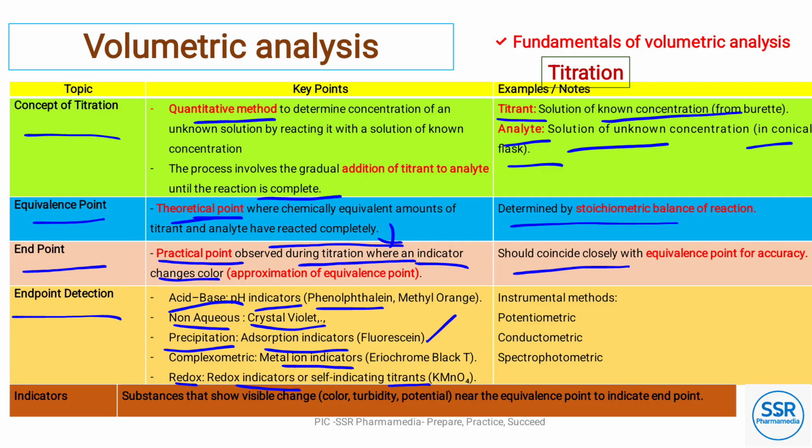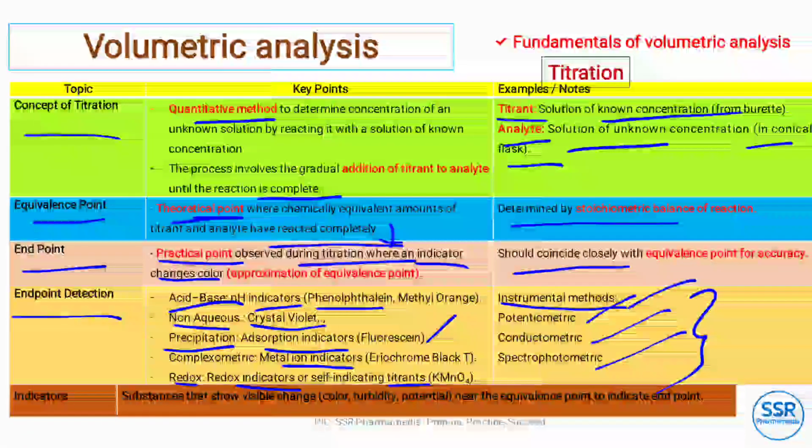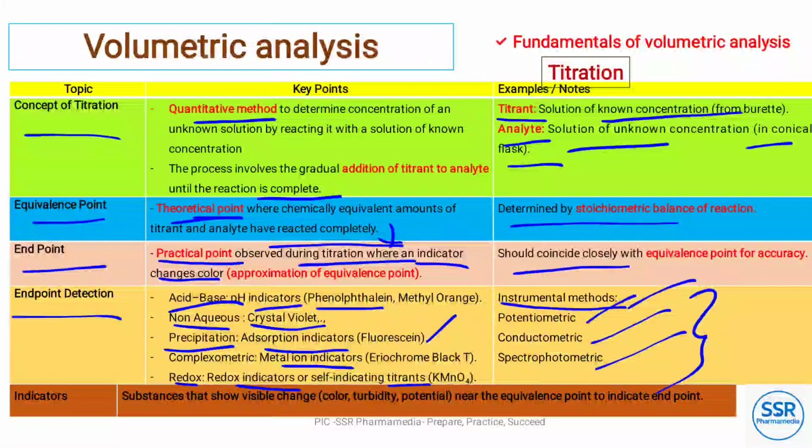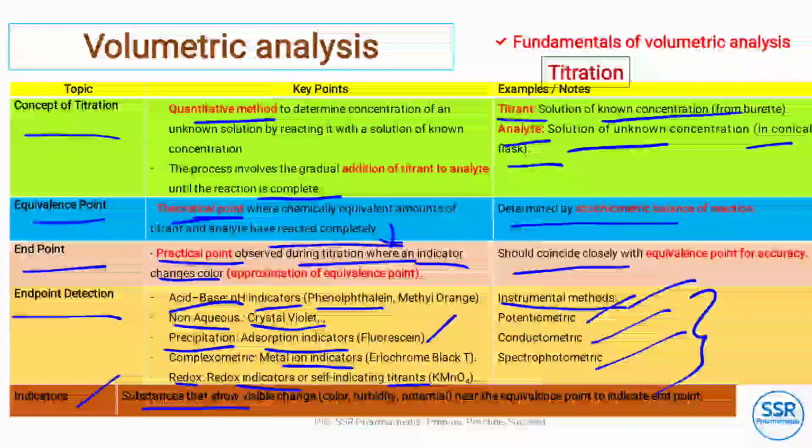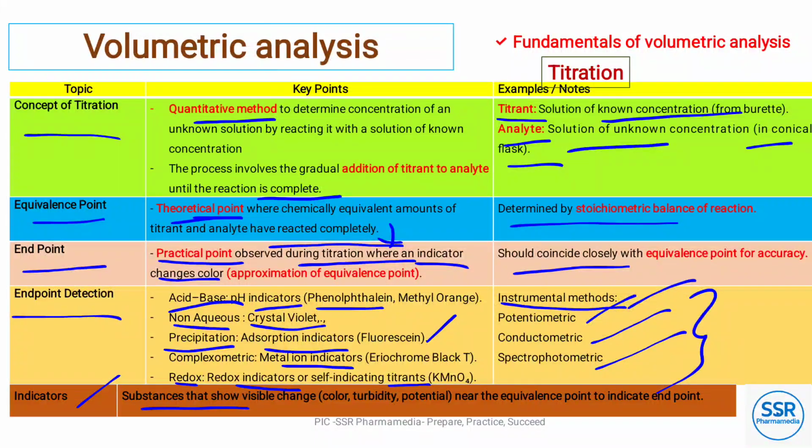And in instrumental methods, such as potentiometric, conductometric and spectroscopic methods, we won't use any type of indicator. So what do indicators mean? Indicators are substances that show visible changes of color, turbidity or potential near the equivalence point to indicate the endpoint.